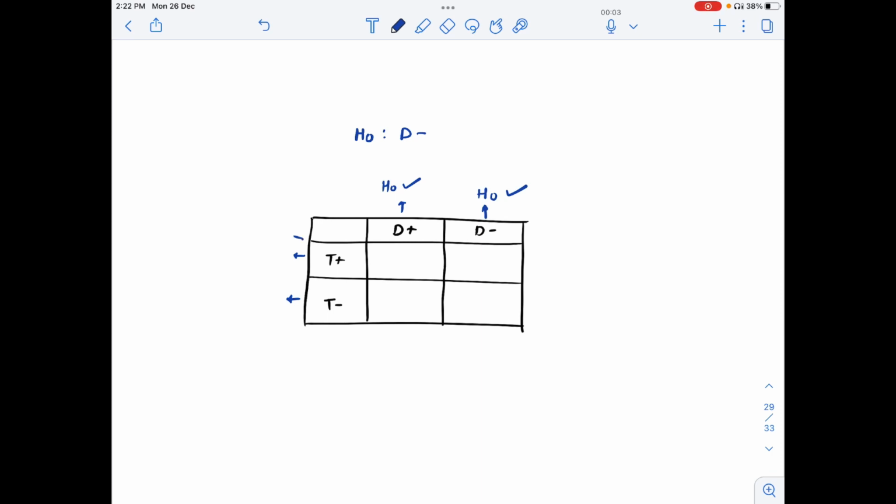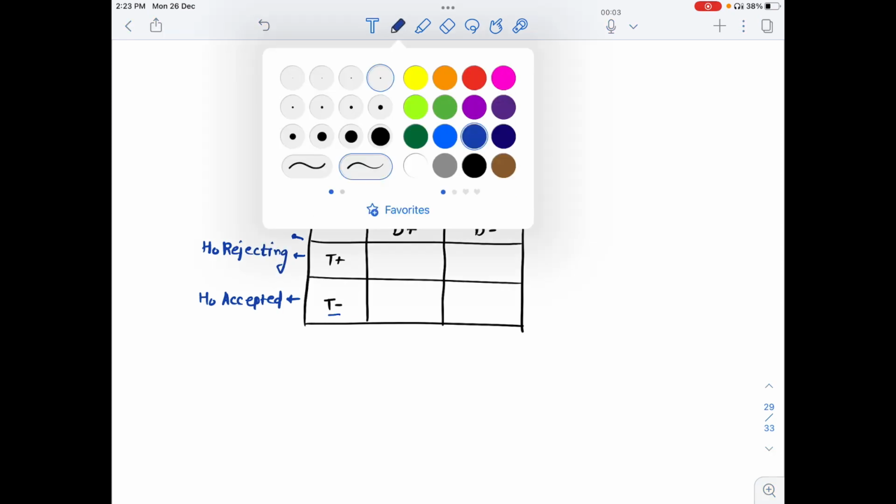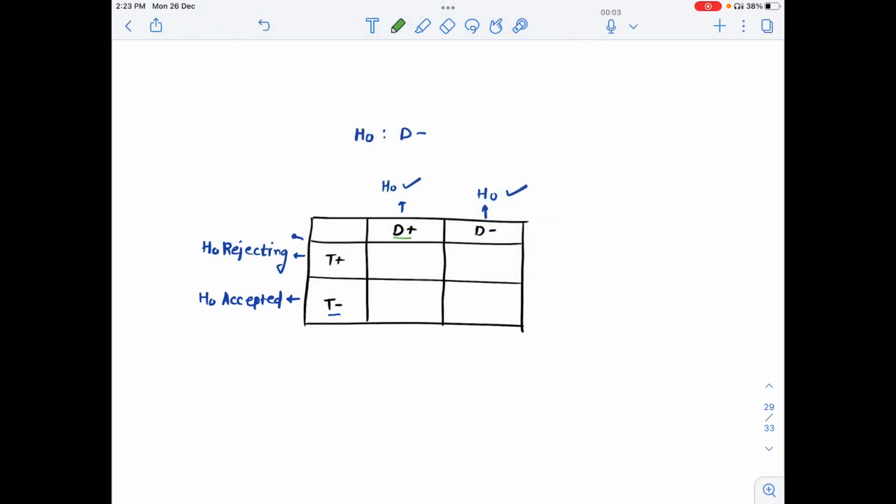Same way for tests. Now if a test is negative, it means that it is supporting null hypothesis, which means it is accepting it. So null hypothesis accepted, and if it is positive, then it is rejecting it. Now if a disease is there, test should come positive, so this would be a correct choice. If there is no disease, then test should come negative, this is also correct.